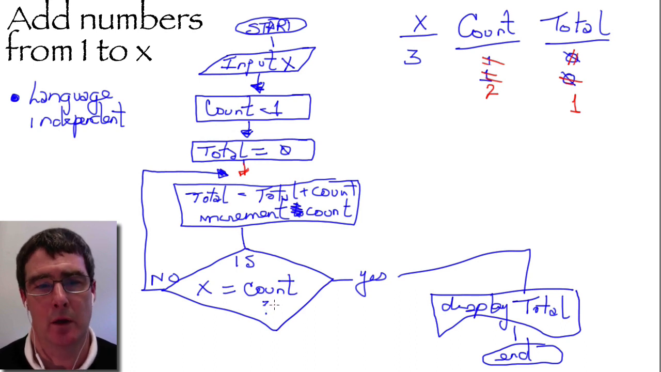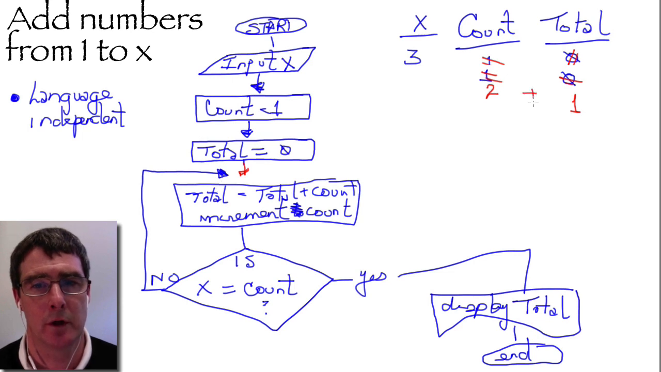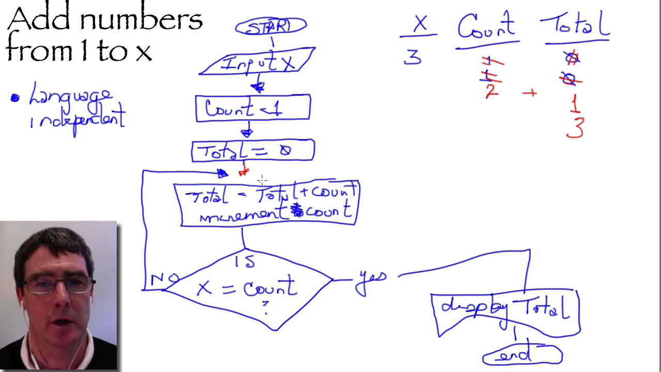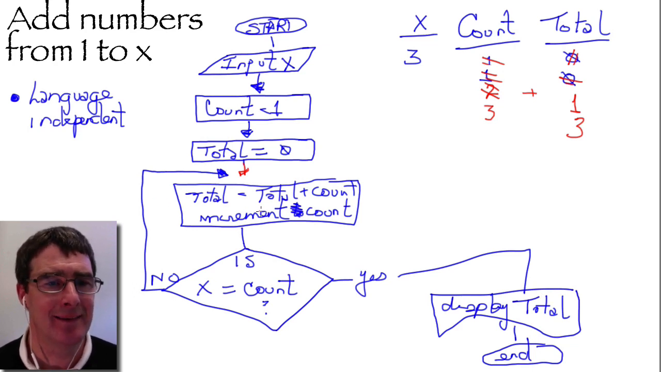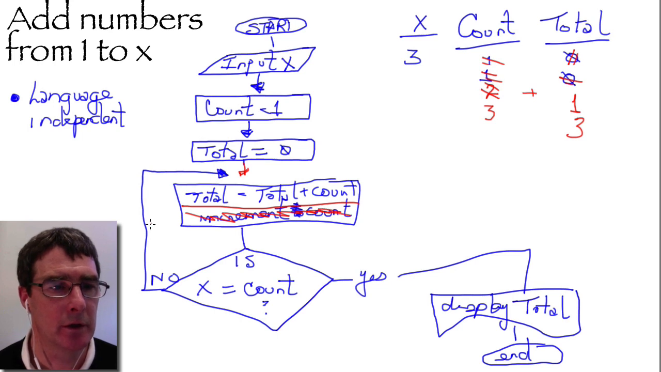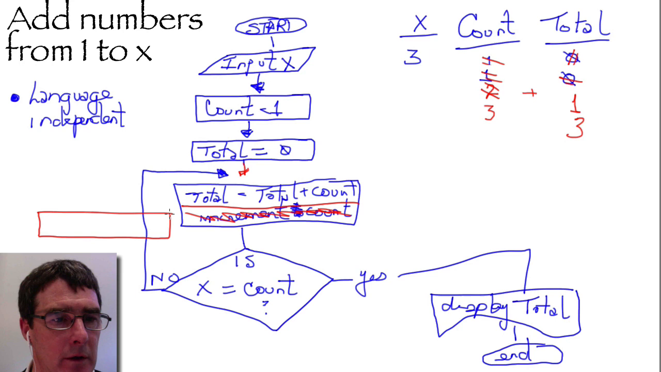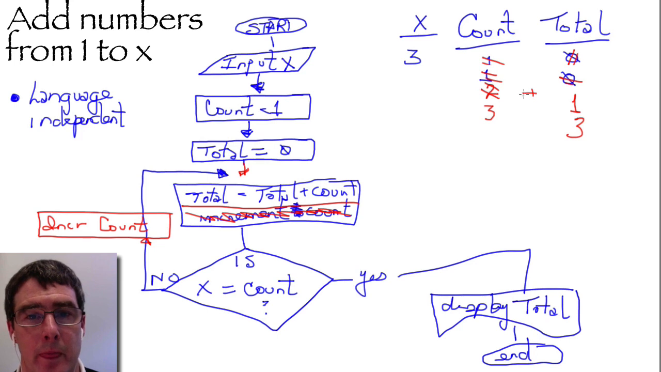Is x equal to count? No, so I go here, total plus count. I get 3. I'm going to increment count to 3. I'm going to check it, and I got another error. Darn. So this is still not working. Okay, so it seems to be the increment is the problem. What if I took out the increment here and I put in the increment right there? Okay. Increment count. And then go. So we've got another attempt.